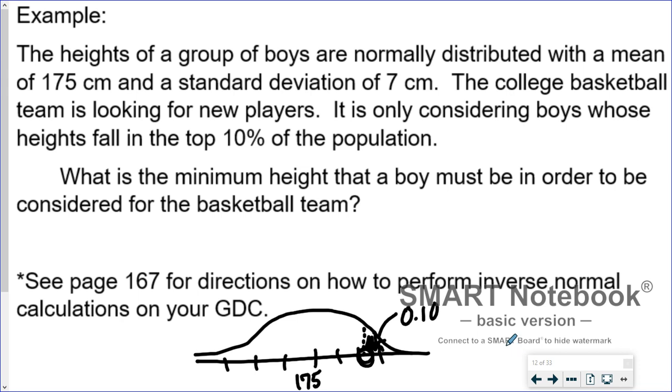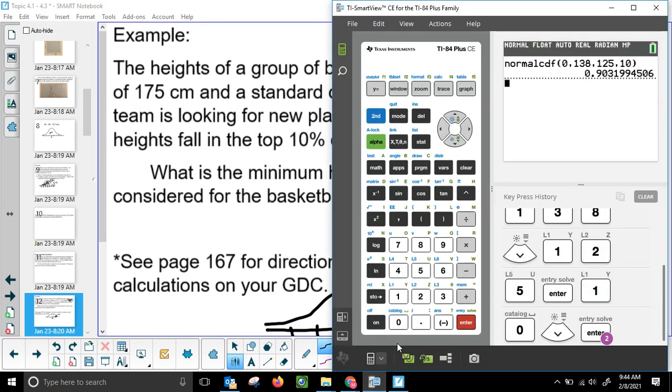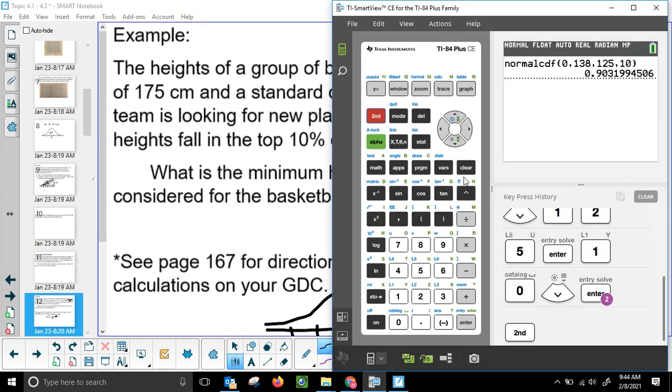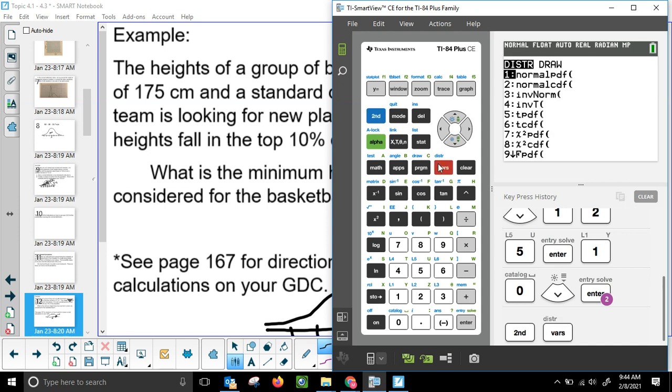So again, we can go back to our calculator. We hit second vars to get back to our distributions again. And this time we're doing inverse norm.